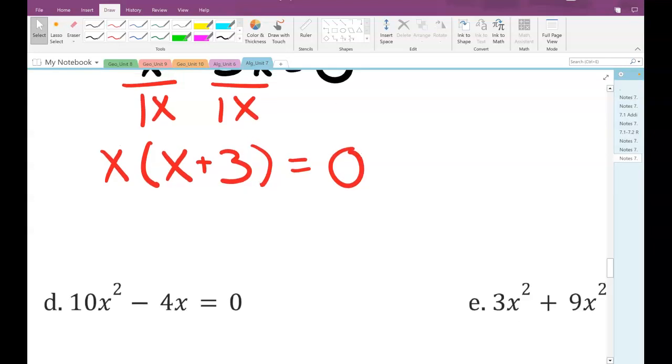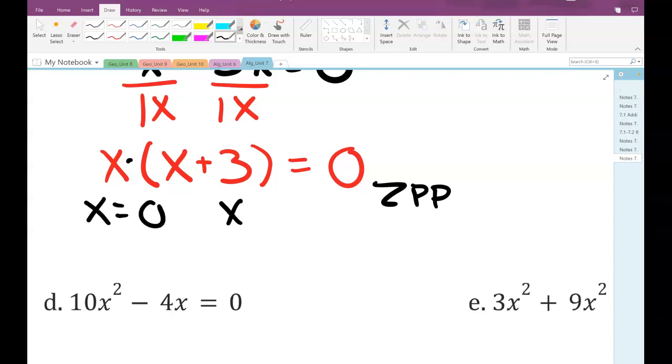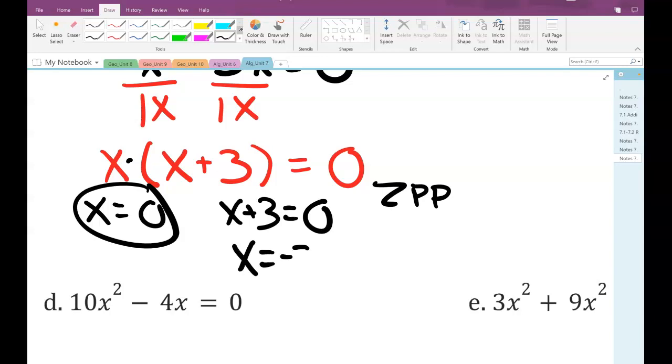So what we can do from here is what we practiced yesterday. We can use our zero product property, or ZPP, and set both of our terms that are being multiplied equal to 0. So we did this yesterday. We said, well, this could be x is equal to 0, then also x plus 3 equal to 0. So one of our answers is x is equal to 0, and then the other one is x is equal to -3. So now we're just adding on to all the steps that we learned yesterday.